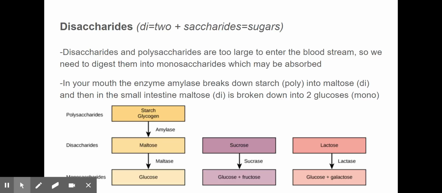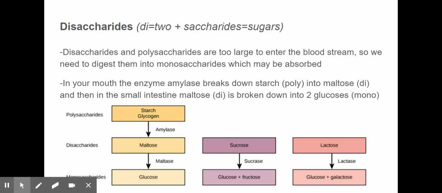So I've got a flow chart of a couple things that are broken down. You can see on the very top of this chart is polysaccharide, many sugars. Second row is disaccharides, and the bottom is monosaccharides. So we eat starch.